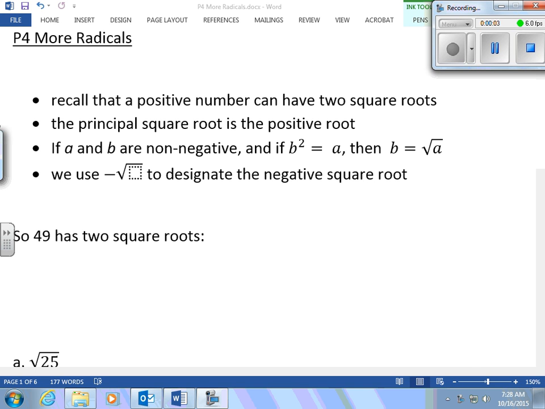In this lesson, we're going to look at radicals again. We'll review some of the skills that we've done before, and then we will add a few new skills. And you'll see how radicals or roots are related to exponents.